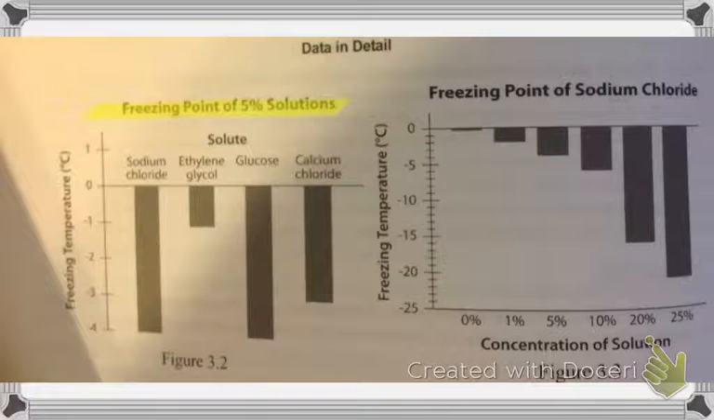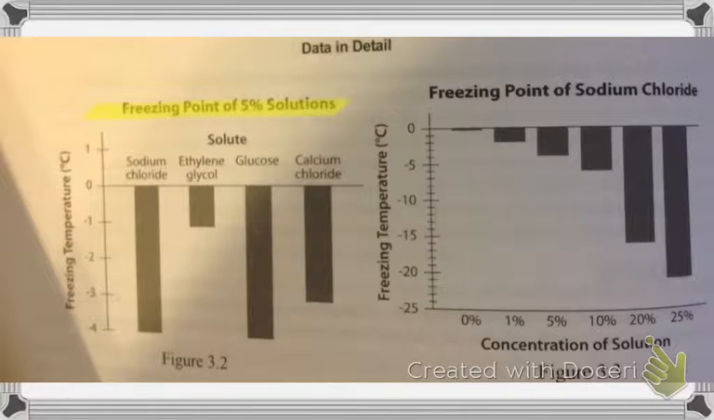With that, all this is taken from the chart that we were looking at before, just the 5%, and it lists each of those in its own bar. Okay, so our independent variable right now is the fact that we have sodium chloride, ethylene glycol, glucose, and calcium chloride. Now the dependent variable is the temperature at which the water freezes with 5% of those solutions.